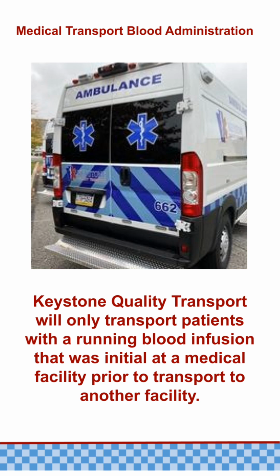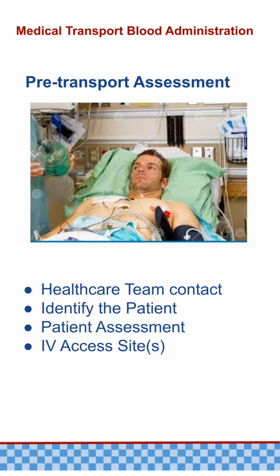In this next section, we will look at preparing for the blood administration medical transport, beginning with the assessment and patient packaging. Once you have arrived at the referring medical facility, make contact with the patient's healthcare team. Obtain a patient report and review the patient's medical record documents. Confirm the destination location of your patient to be sure the information matches what has been supplied by dispatch.